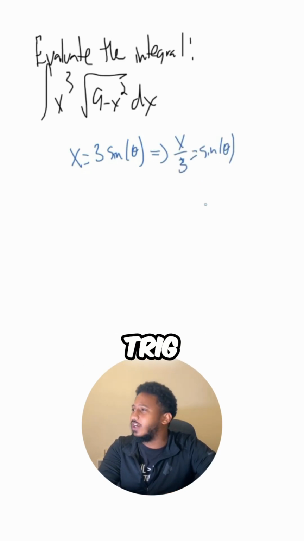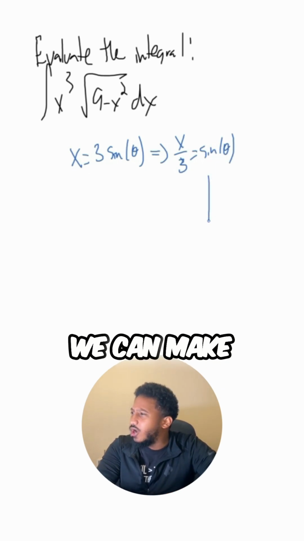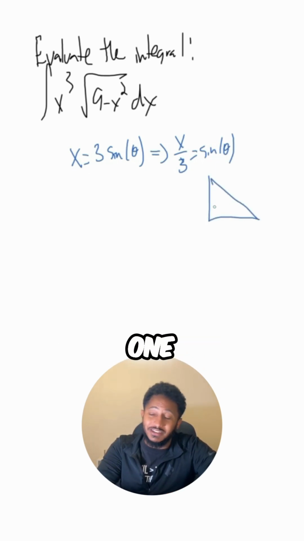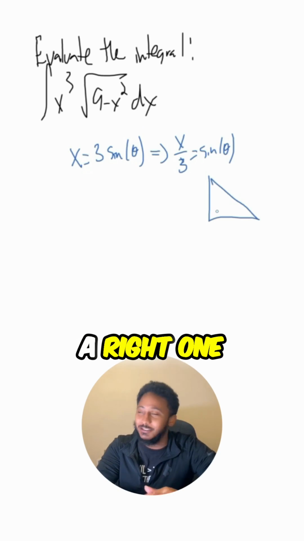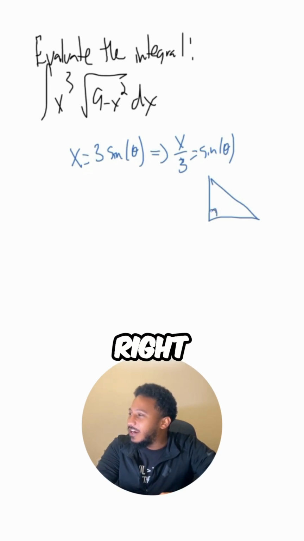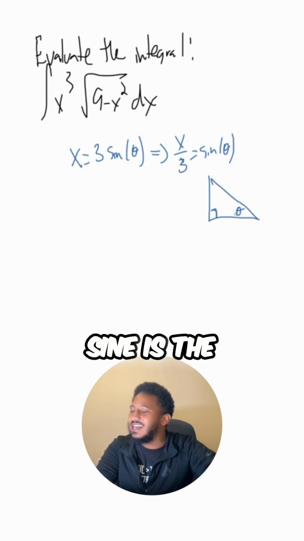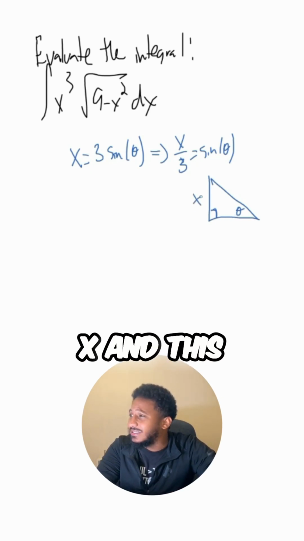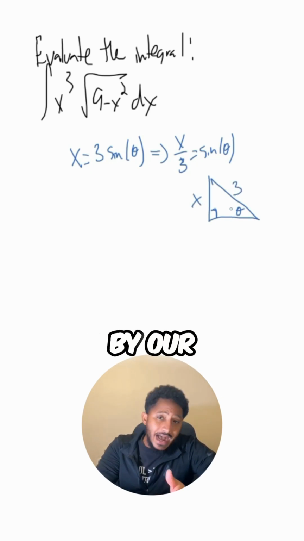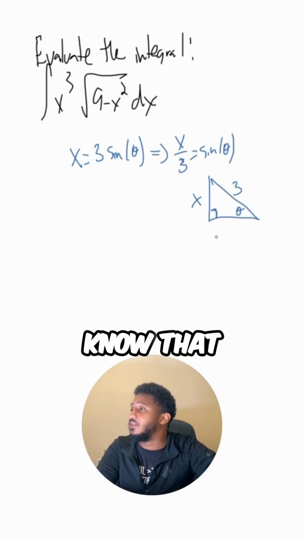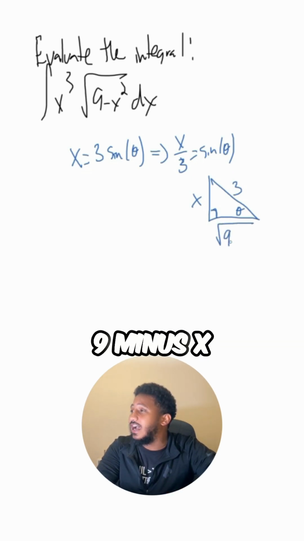Dealing with our trig, from SOHCAHTOA, we can make a right triangle here, not a left one, or not a wrong one either, a right one. Let theta be here. From SOHCAHTOA, we know that the sine is the opposite over the hypotenuse. So this would be x, and this would be 3. By the Pythagorean theorem, this ends up being the square root of 9 minus x squared.